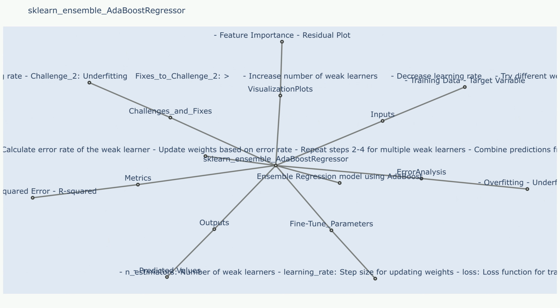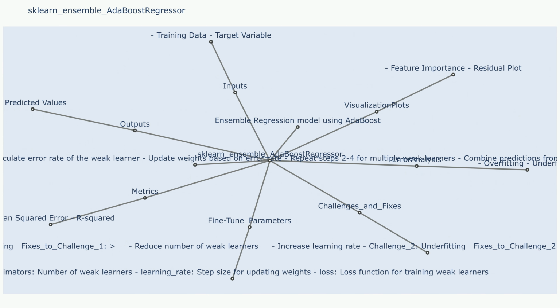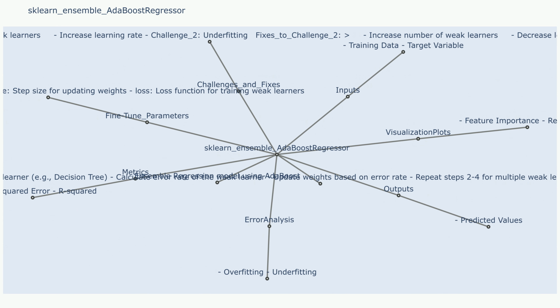Challenge 2: high variance. If the data is highly noisy or there are outliers, the model can have high variance, leading to unstable predictions. Sample use case: a model trained on noisy data exhibits large variations in predictions for similar data points. Fixes: use a smaller learning rate. Regularize the weak learners, e.g., by using L1 or L2 regularization. Consider using a more robust base learner, e.g., a decision tree with a larger minimum leaf size.